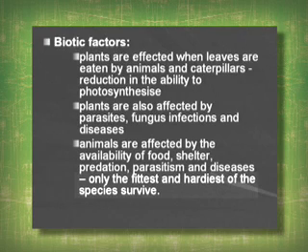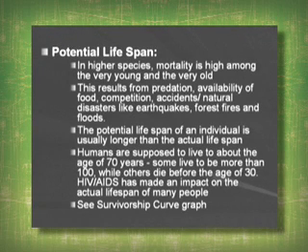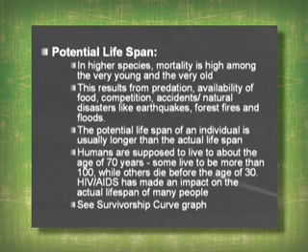Okay, now if we look at the potential lifespan, this is very, very important, because it's no good to turn around and say, well, the animal lived for the full extent of its lifespan. We need to look at how long organisms live and how many they reproduce in that period. So if we look at this, it says in higher species, mortality, which is the death rate, is high among the very young and the very old.